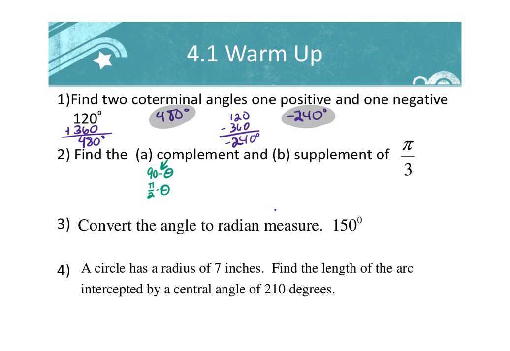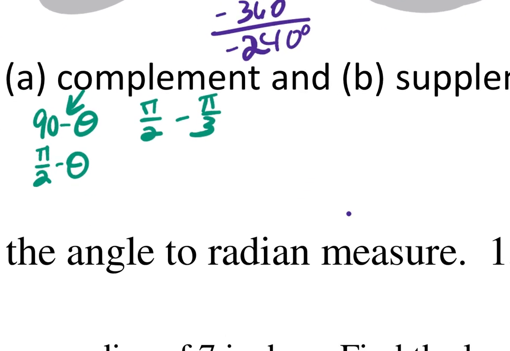All right, so complement, I'm going to subtract from 90 if it's in degrees. I'm going to subtract from pi over 2 if it's in radians, which is this case. So pi over 2 minus pi over 3. I've got to give it a like denominator, which is 6. So 3 and 3 and 2 and 2. And I get 3 pi over 6 minus 2 pi over 6, which is pi over 6. So that's my complement.